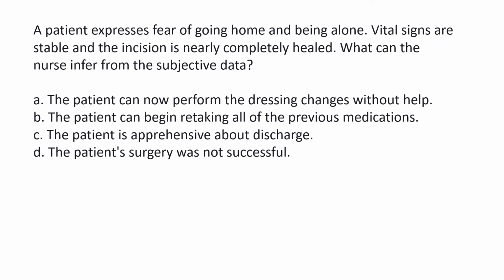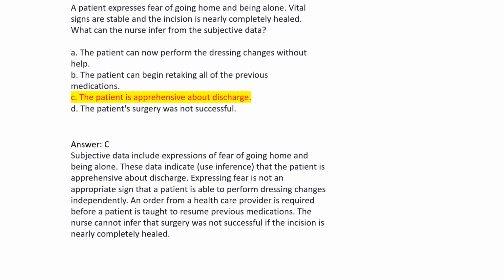A patient expresses fear of going home and being alone. Vital signs are stable and the incision is nearly completely healed. What can the nurse infer from the subjective data? A. The patient can now perform the dressing changes without help. B. The patient can begin retaking all of the previous medications. C. The patient is apprehensive about discharge. D. The patient's surgery was not successful. Answer: C. The patient is apprehensive about discharge.